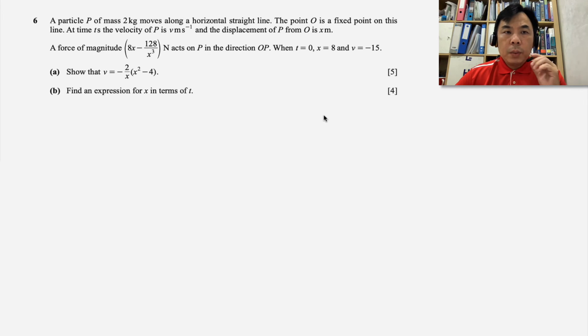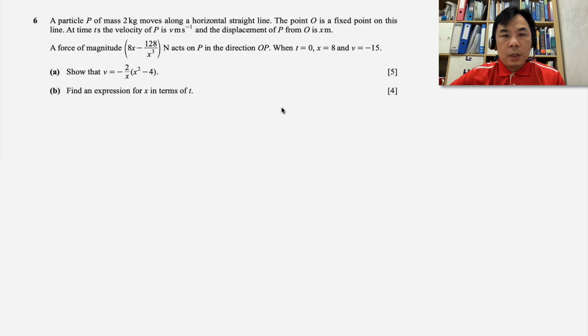Right, question 6. A particle P of mass 2 kg moves along a horizontal straight line. The point O is a fixed point on this line. At time t, the velocity of P is v and the displacement of P from O is x. The force of magnitude acts on P in the direction of OP. Now, when t is equal to 0, x is equal to 8, and v is equal to negative 15. These are all the initial conditions. We need to prove that the velocity with respect to x is given as such. And finally, we need to conclude the expression for displacement in terms of x.